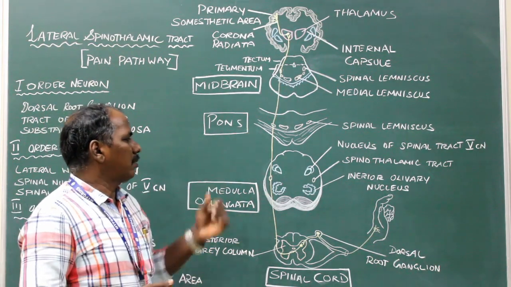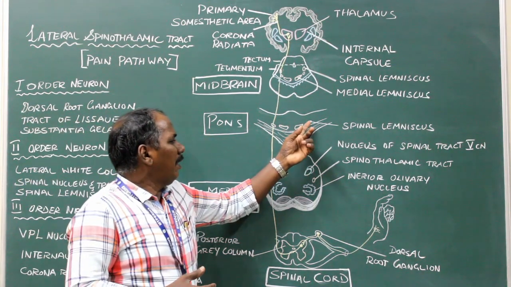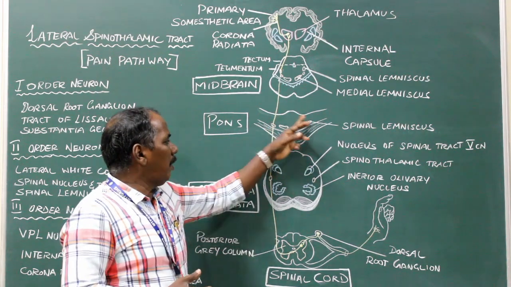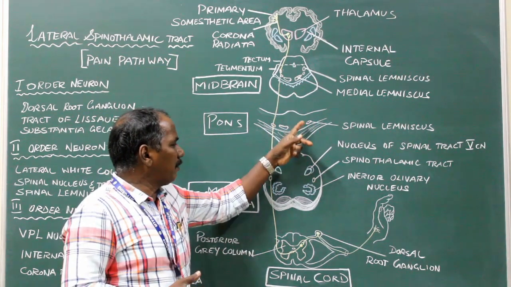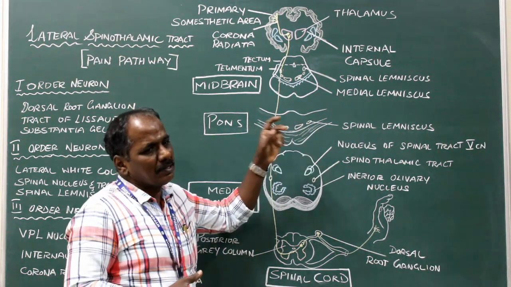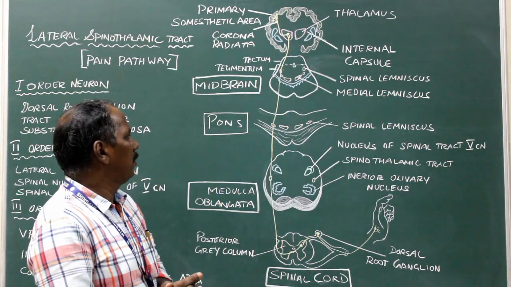In the pons, it lies in the posterior part of the pons. So this is the posterior part of the pons, this is the anterior part of the pons. You can see the spinal lemniscus here. So it ascends in the posterior part of the pons.